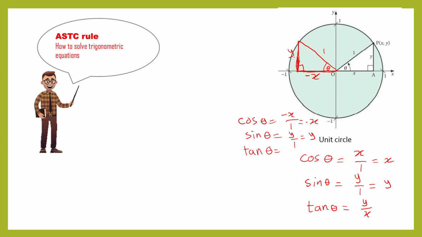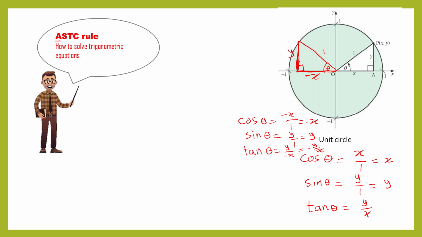Tan is opposite over adjacent, so it's y over negative x, which is negative y over x. So in the second quadrant, what do you notice? We notice that the cosine is negative, the sine is positive, and the tan is negative. So this is the second letter. If you notice here, what's the first letter of the asterisk rule? It's A. All angles are positive in the first quadrant.